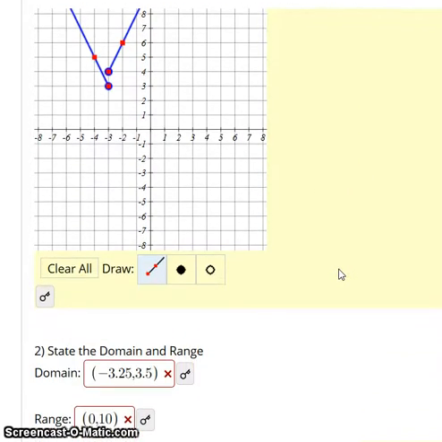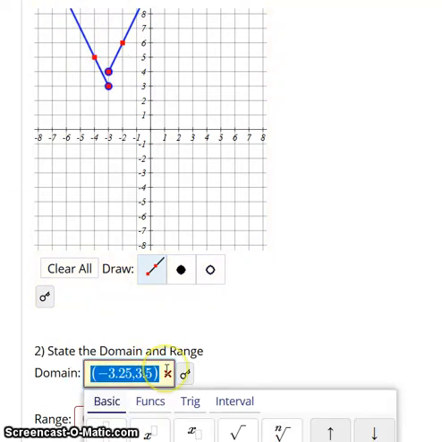Now, domain and range. Domain means what x numbers can you plug into this equation. Notice x's go left to right. So domain means how far left can you go and how far right can you go. This graph goes to the left forever. It also goes to the right forever. So our domain is all real numbers.